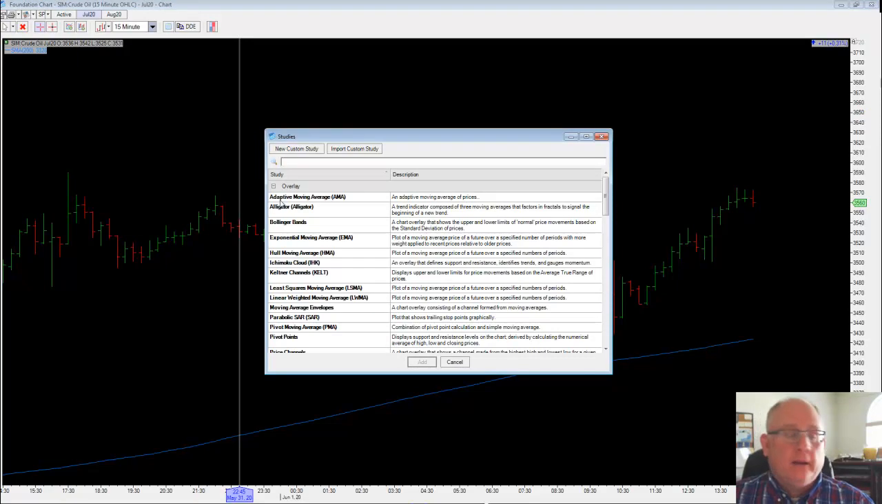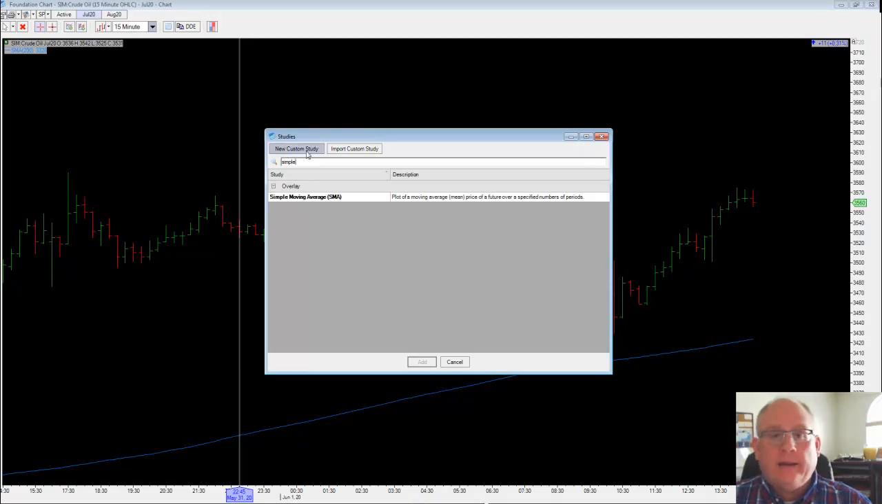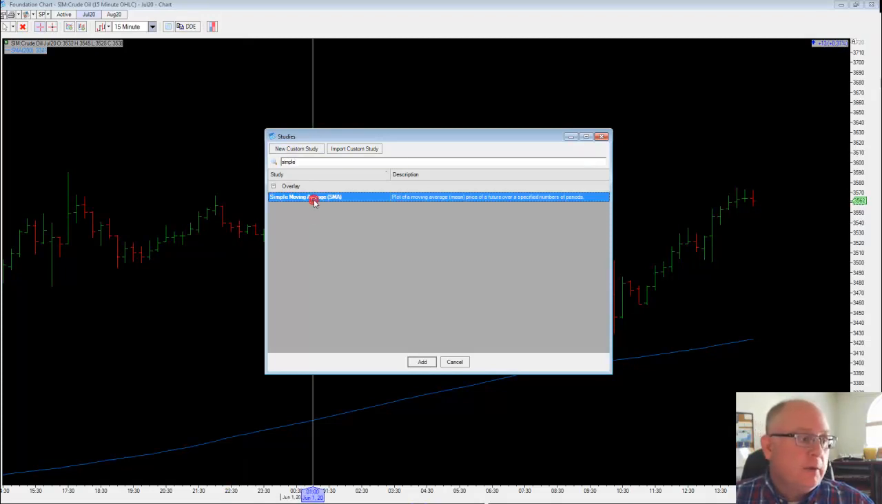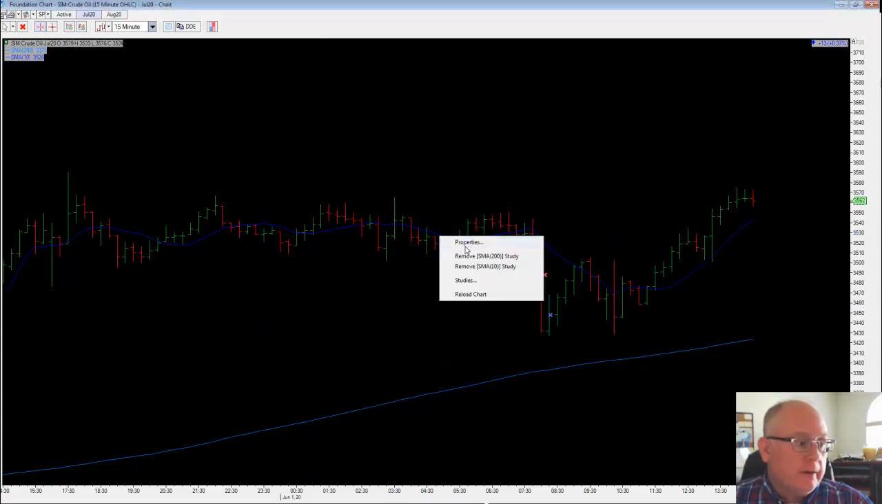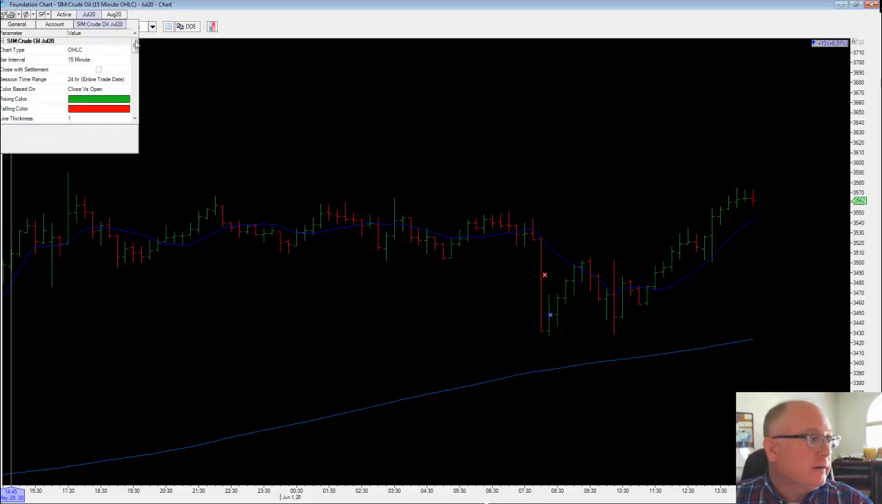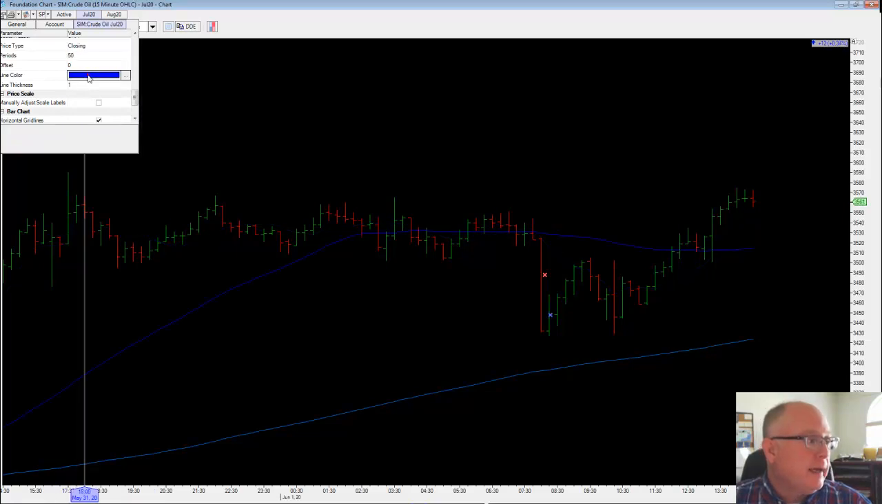You can right click, by the way, inside the chart. And in this case, what I want to add is the simple moving average. After we add it, we're going to make it a 50 bar, and we're going to turn it yellow. So let's find it first. All right, so this is it right here, 50, and I want to make it yellow.